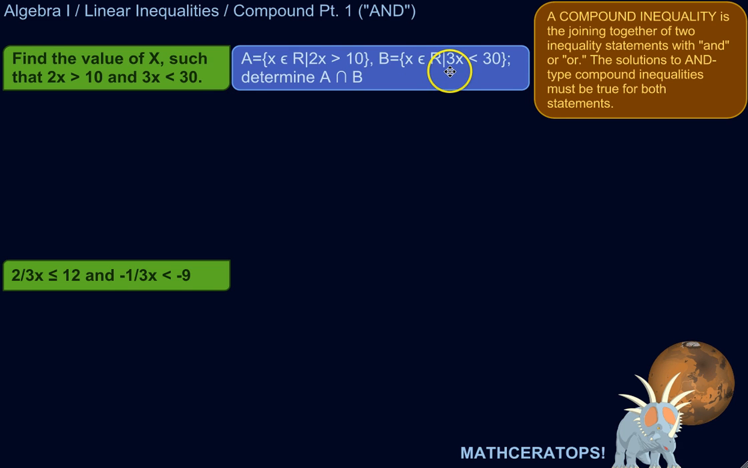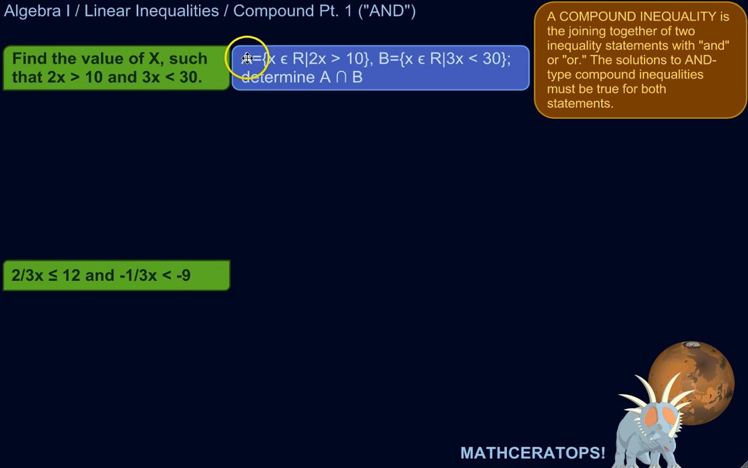This is a little bonus. I wrote this green thing in set builder notation, just a little practice for you. If you're not into that, or if it's confusing, or if you're not interested, that's fine. Don't worry about it. You can ignore this. I just translated this word problem into set builder notation. Find the value of x such that 2x is greater than 10 and 3x is less than 30.